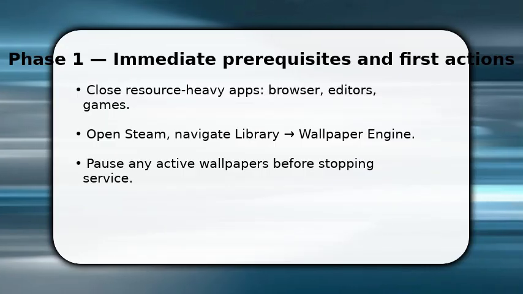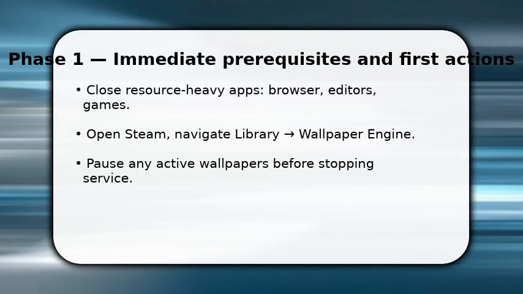You start by closing apps that interfere with system control. This reduces crashes and makes processes visible. Open Steam and go straight to Library, then select Wallpaper Engine. You want the app page.